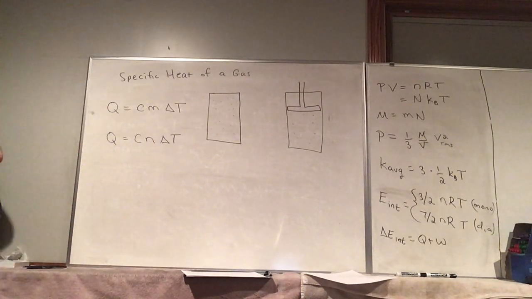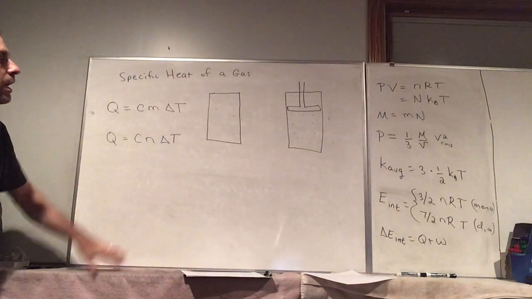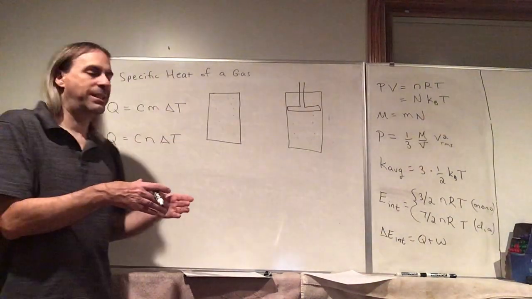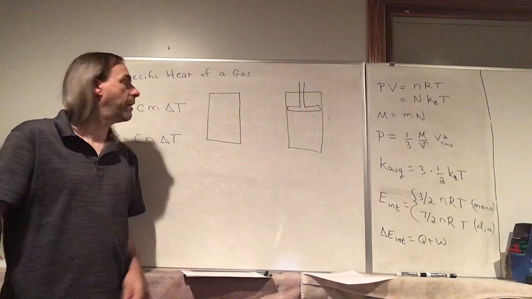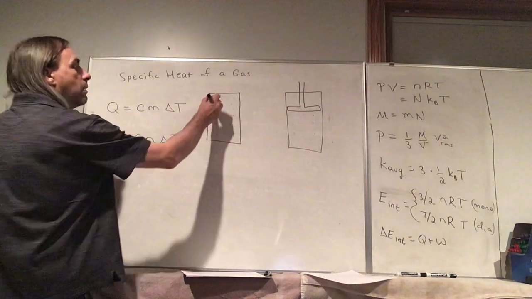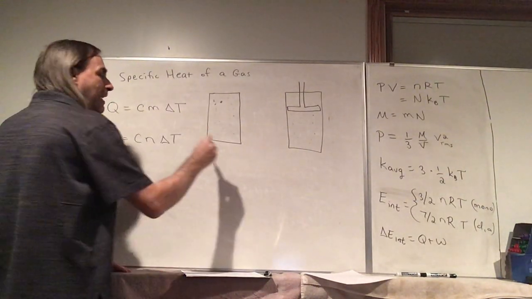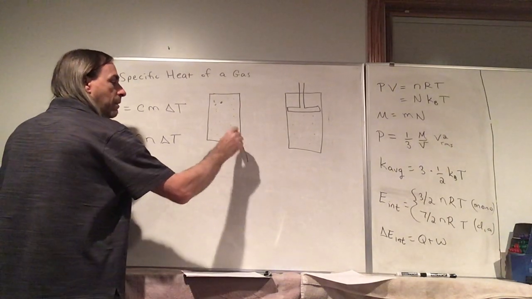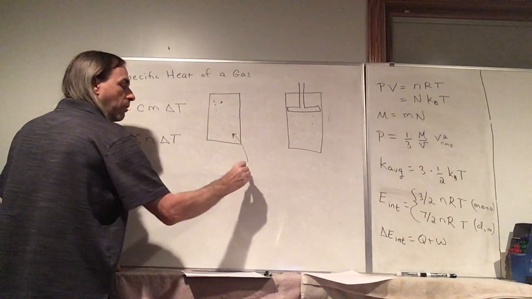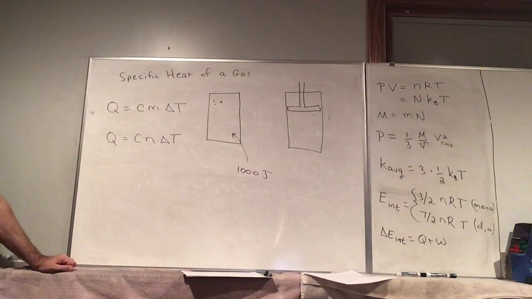No, it's a little more complicated than this, though. Because I've drawn two different pictures here. In this picture, we have, say, a cylinder that is just filled with gas. I don't know if you can see these dots. It's filled with a gas. And let's say we add a certain amount of heat, let's say 1,000 joules. The temperature of this gas is going to rise.